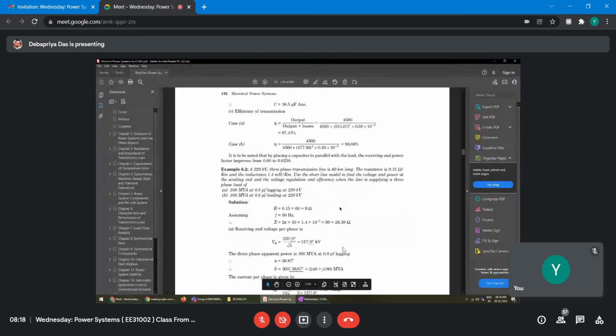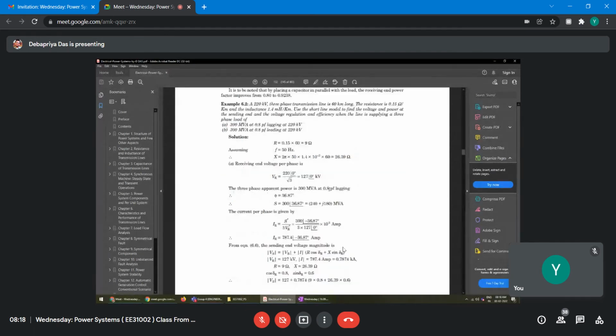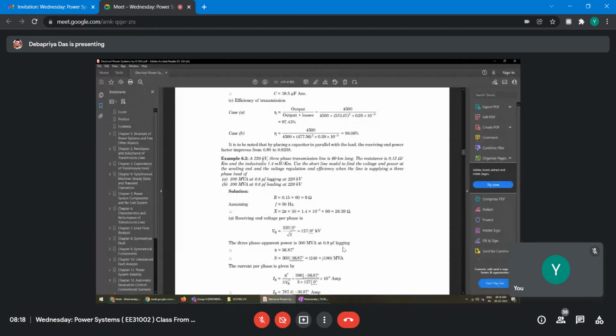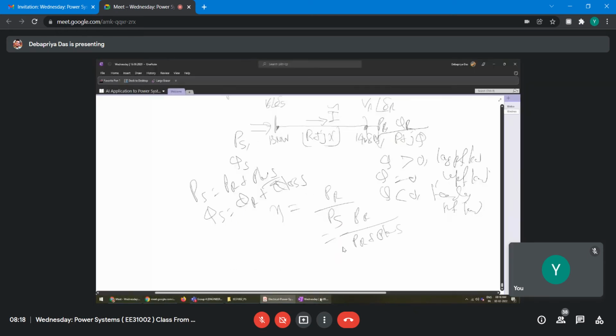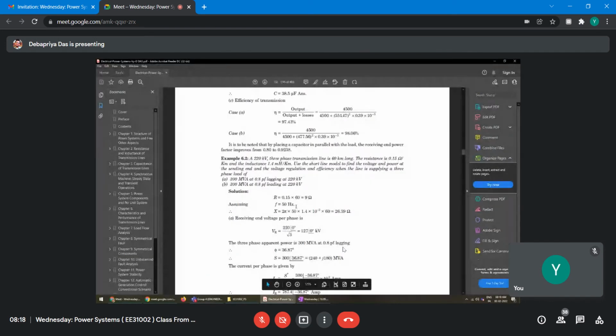So this is your single phase line. Now this one again is a short line. Say it's a 220 kV three phase transmission line, 60 kilometer long. Also 60 kilometer is a short line. The resistance is given in ohm per kilometer, and the inductance is given. Use the short line model. Find out the voltage and power factor at the sending end, the voltage regulation and efficiency when the line is supplying a three phase load.